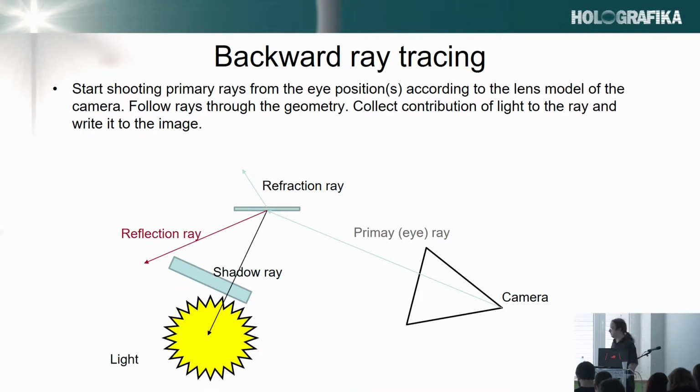Backward ray tracing starts from the camera. It generates a primary ray, and then it follows the path of the primary ray backwards and checks whether there is any contribution from lights. Usually, we start additional rays to evaluate reflection, refraction, and shadow.